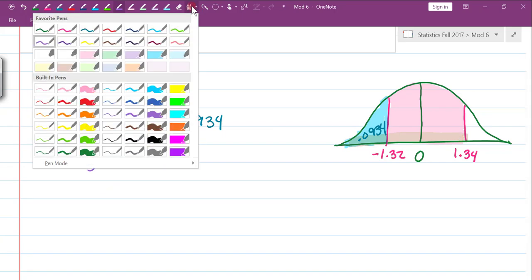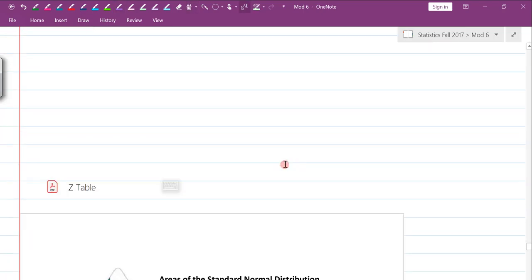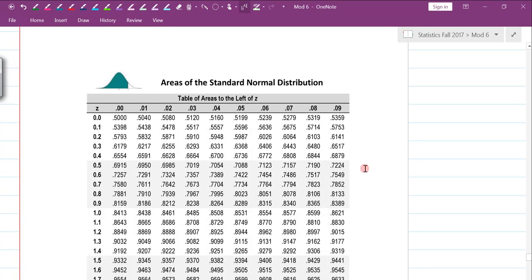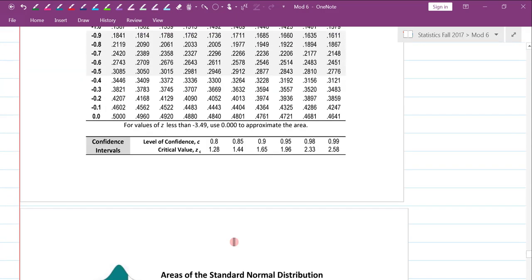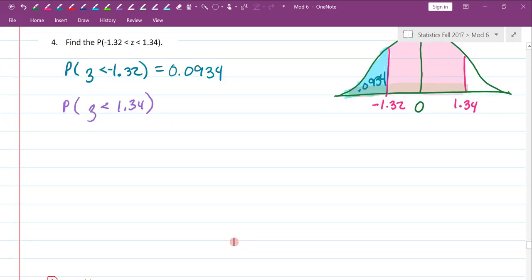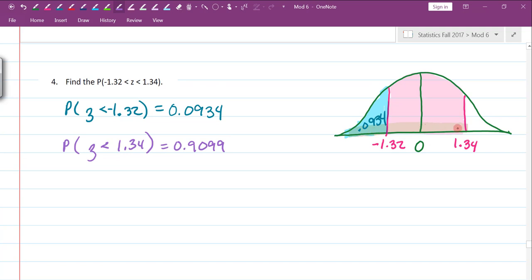Here we go. So we're going to go to the positive z tables. And here's my z, 1.3 and 4. And we're going to look at the intersection, and it's right there at 0.9099. So my whole area in my brown here, I'm going to write it in the brown spot, is 0.9099. That's in the brown.